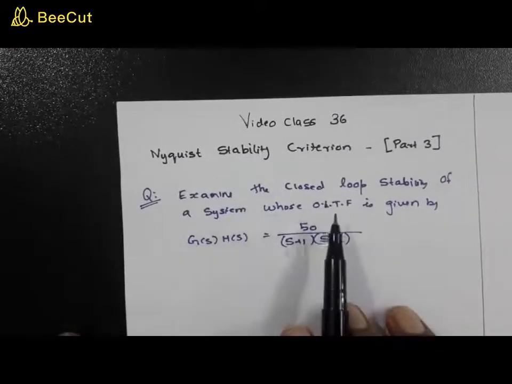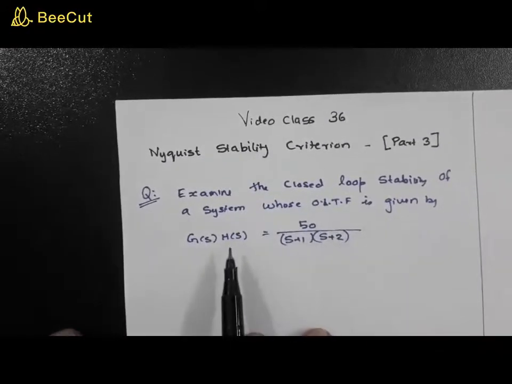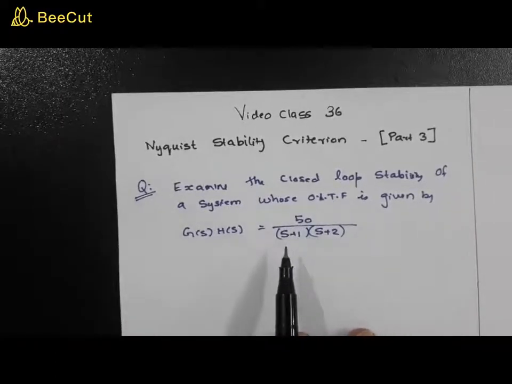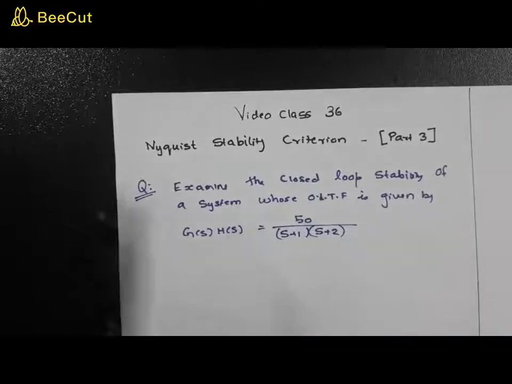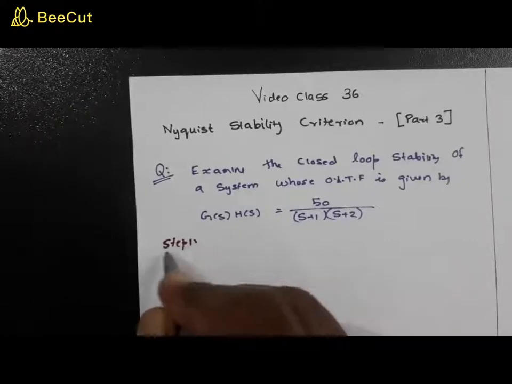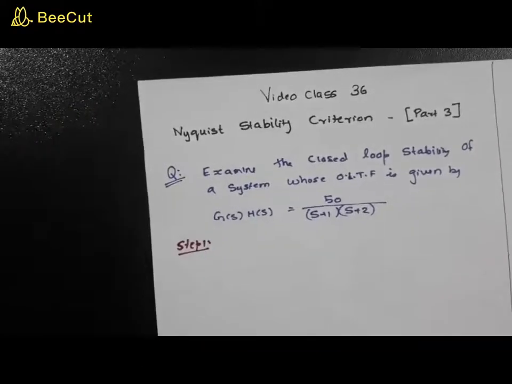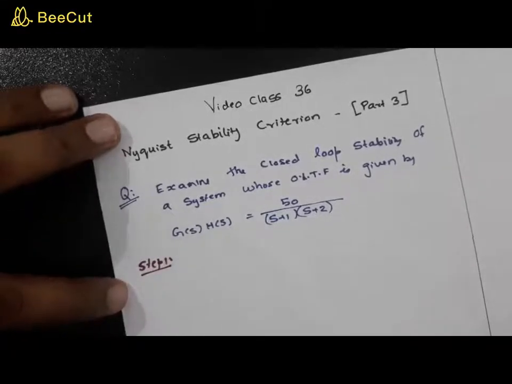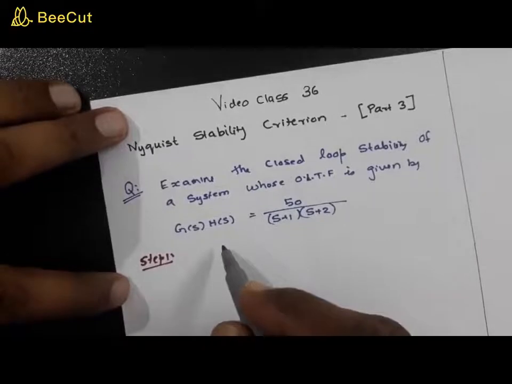Okay, so now let's move on to another problem where you are asked to examine the closed loop stability of a system whose open loop transfer function is given by G(s)H(s) is equal to 50 by (s plus 1) into (s plus 2). The first step is, so always the step 1 is you need to identify the open loop poles and zeros.